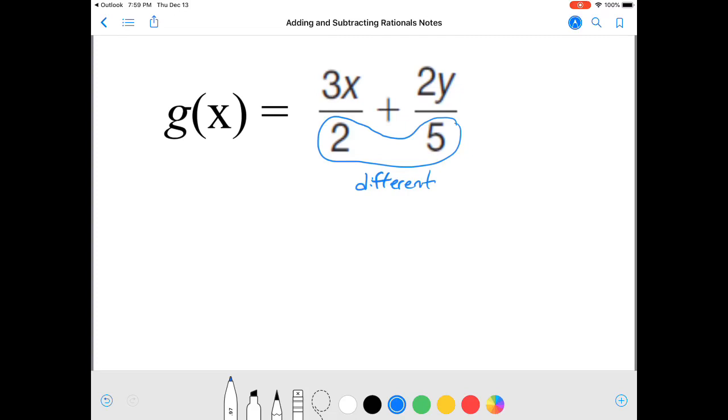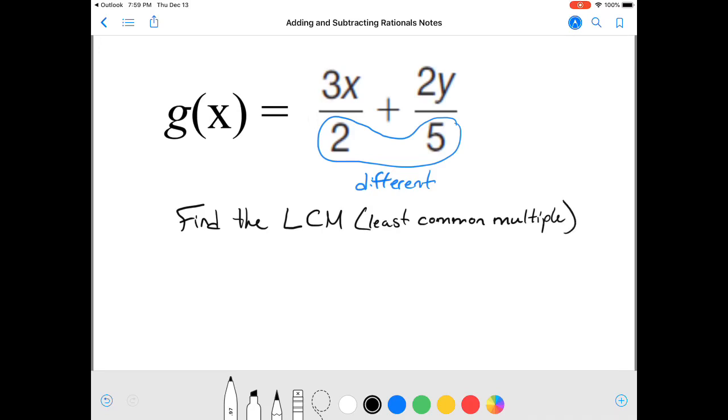To find a common denominator, we have to find the least common multiple between the two numbers. So we're going to call this the LCM moving forward. It's a little faster to say. What the least common multiple means is that it is the smallest number that you can get by going through the multiples of each of the two denominators that you're comparing.